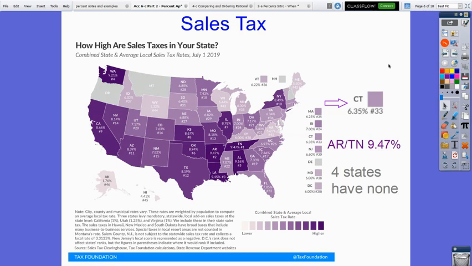So the Connecticut sales tax rate is 6.35%, 33rd in the country, which is not too bad, I suppose. The highest sales tax in the country, Arkansas and Tennessee, charge a 9.47% sales tax. And there are 4 states that do not have any sales tax. New Hampshire being one, which is why people go to New Hampshire to shop, right? There's outlets right over the border in New Hampshire because if you go there, you don't have to pay sales tax. Same thing in Delaware.